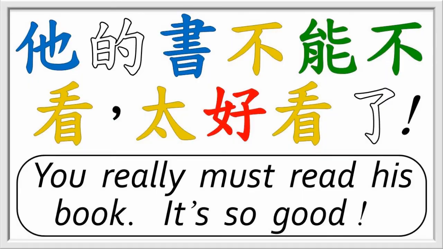Another way to say must or have to in Mandarin is the double negative 不能不, literally, cannot not. 他的书不能不看，太好看了. You really must read his book, it's so good. Our final character for today is composed of the ideogram for north that we saw in lesson 9, plus the flesh radical.